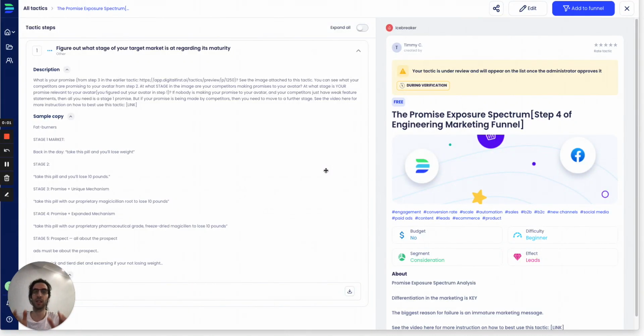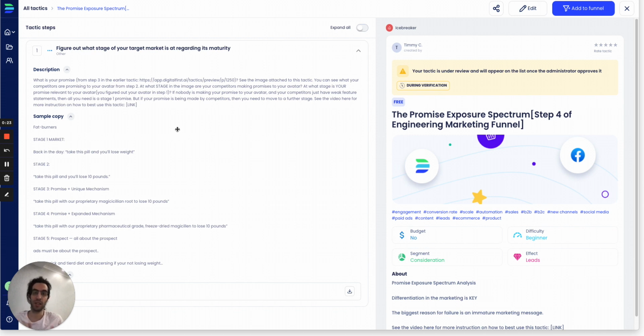All right, so here is an example of how to use this tactic called the promise exposure spectrum. Now, this is step 4 of the engineering a marketing funnel process, which is multiple tactics. This can't be just one tactic. It's a lot of steps, so it's better to just do this one at a time. So here's an example of how to do this tactic.